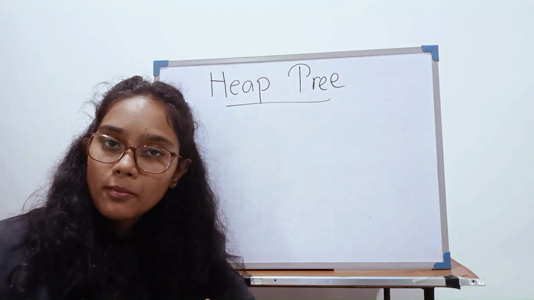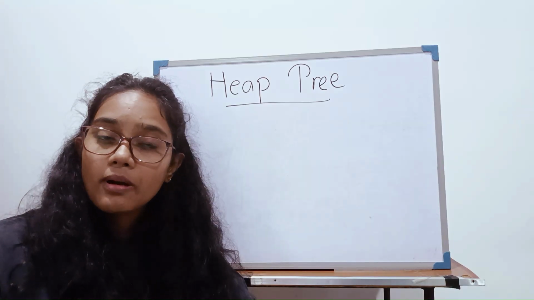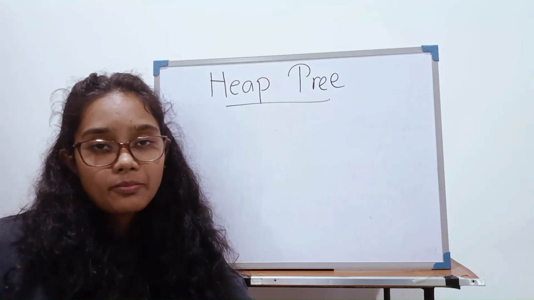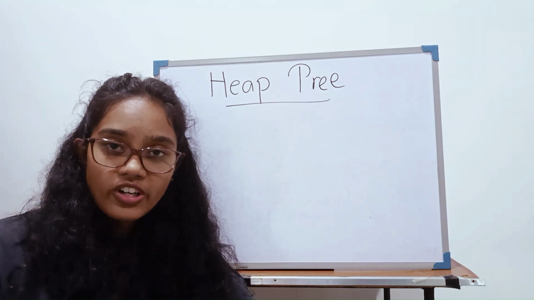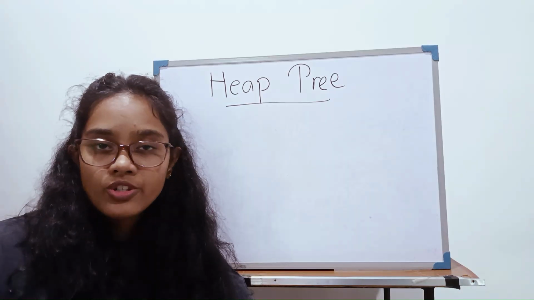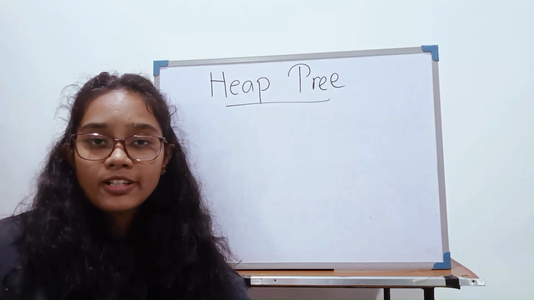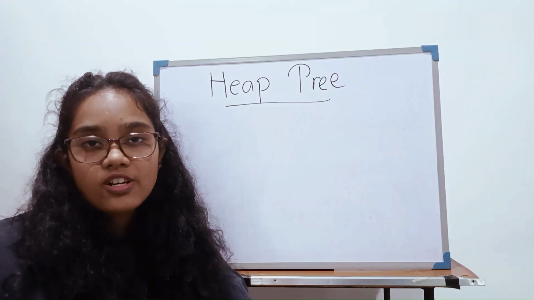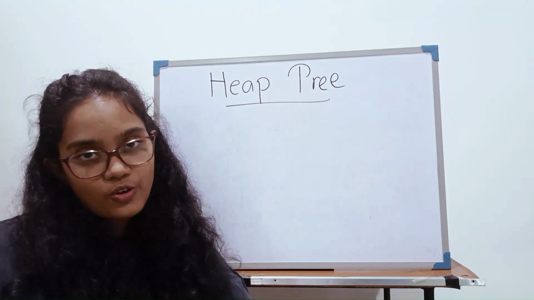So now what is a complete binary tree? First of all, let's look at the binary tree. Binary tree means that each node in the tree can contain 0, 1 or 2 child nodes. That means each node can have at most 2 child nodes. One is the left child node and the other one is the right child node.